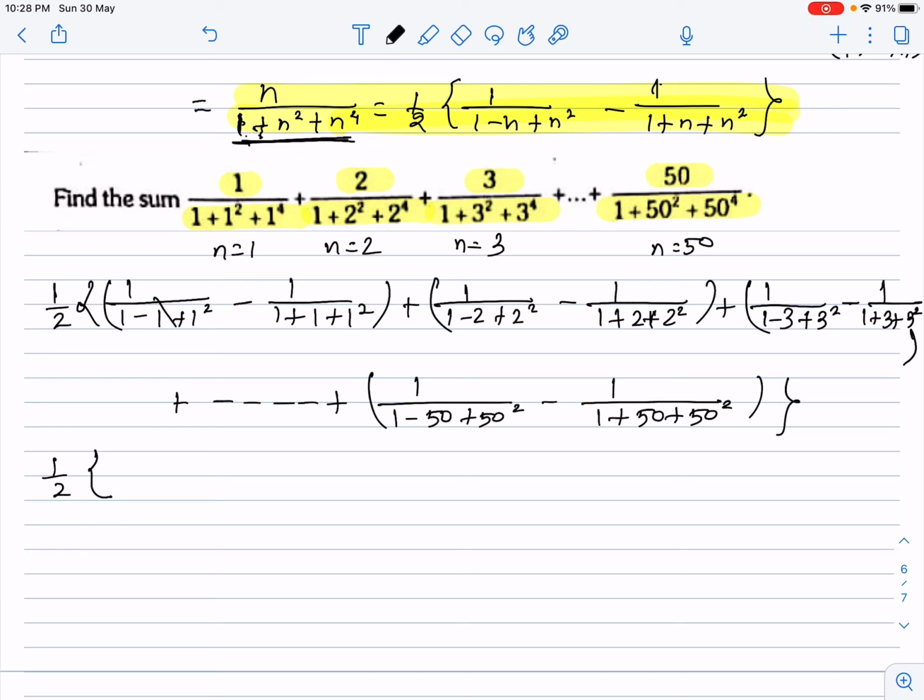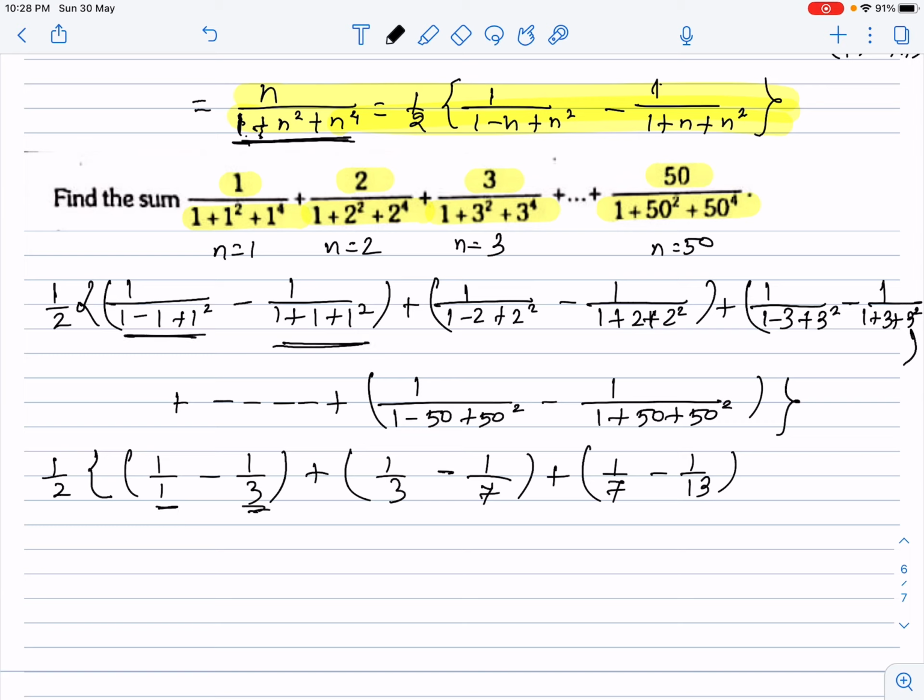Minus 1 getting cancelled with plus 1 in the first fraction, so it would become 1 upon 1 minus 1 upon 3, then plus 1 upon 3 minus 1 upon 7. Guys, then it would be 1 upon 7 minus 1 upon 13. So you might be wondering, sir, how you computed. Guys, this thing corresponds to this thing, and so on. Wow. It goes on up to the 50th term.